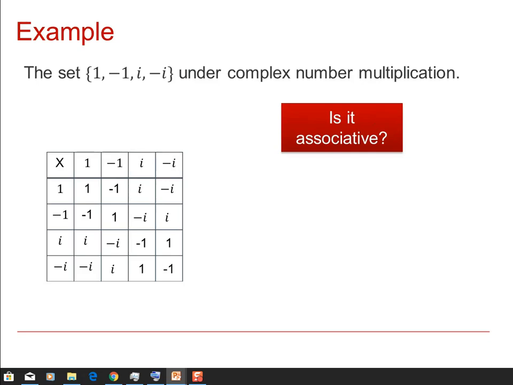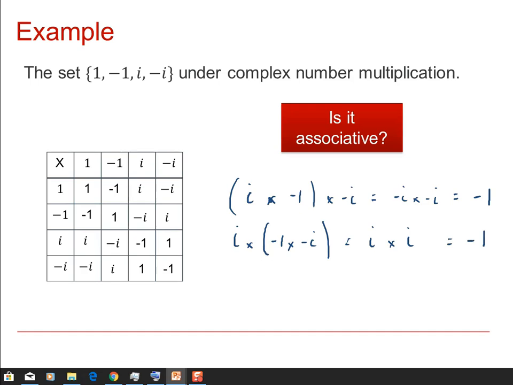Is it associative? Well, what we need to do here is to check for each element that we can put the bracket in a different place. So for example, we could look at i combined with, using multiplication, negative 1, and then combined with negative i. If you do that, then the first bracket produces negative i, so we've got negative i multiplied by negative i, which is negative 1. If we look at it in the other order, then we can look at i multiplied by the bracket of negative 1 multiplied by negative i, and this time the bracket produces i as well, so that's i squared, which again is negative 1. So it's true for those. We'd have to check it for all, but you can do that, and you can see that it is indeed an associative operation on that particular set.